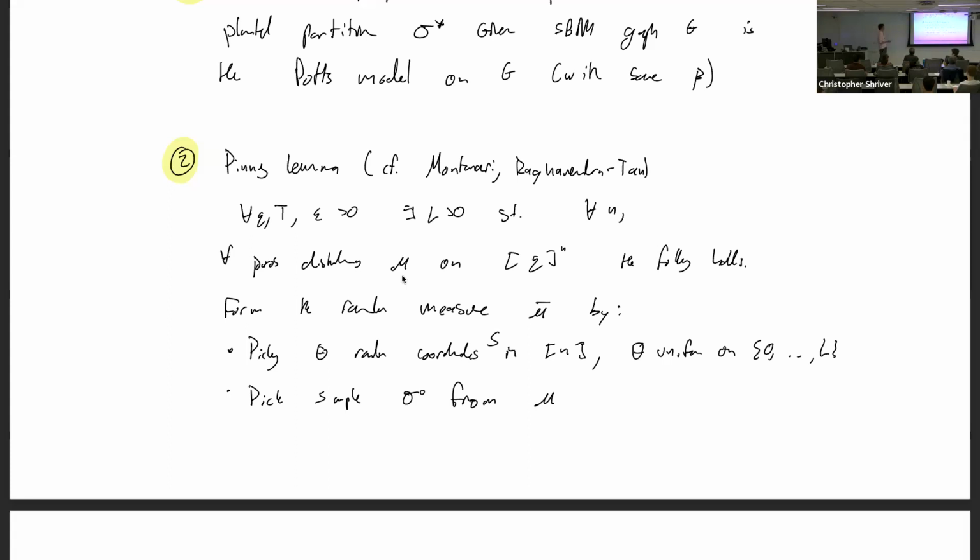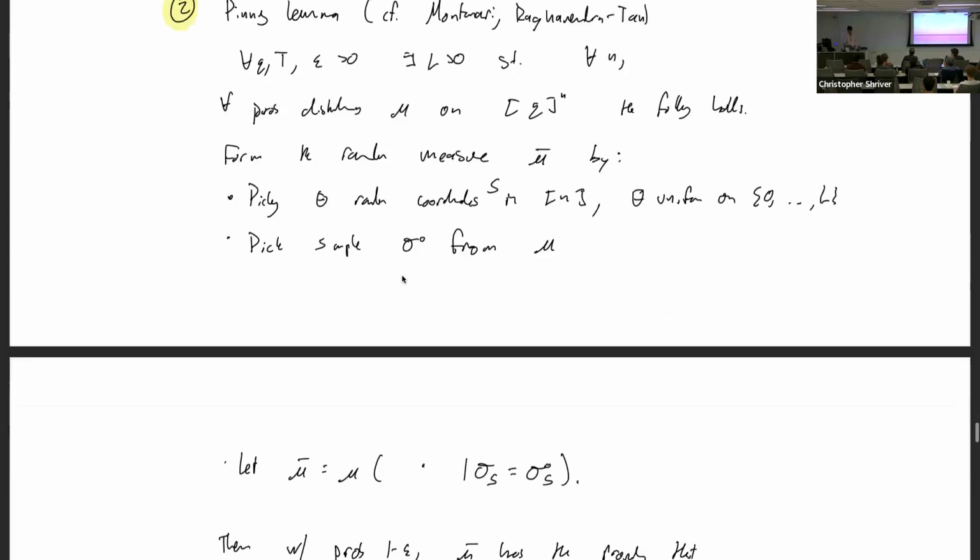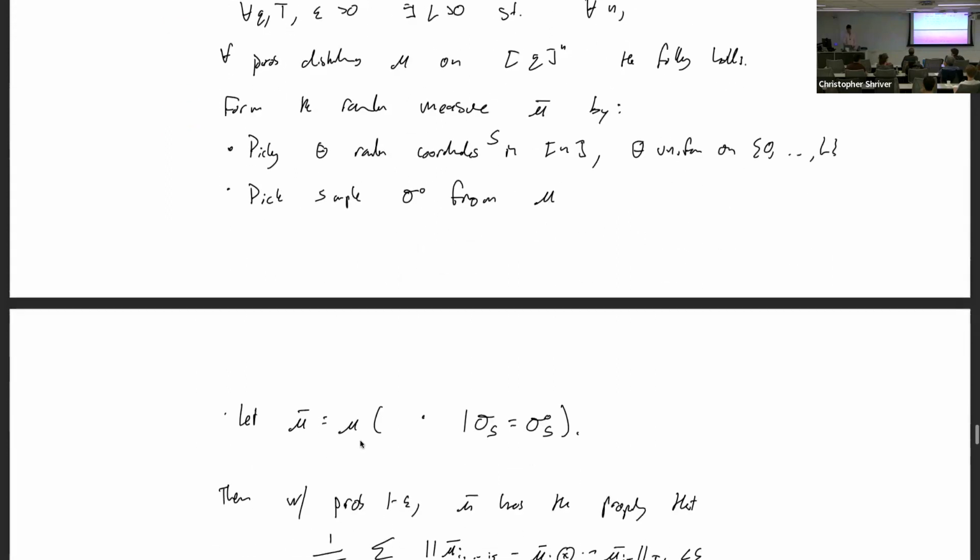So how do I construct my random measure? I pick some random coordinates, call them S, in 1 up to n, by picking an integer uniformly between 0 and L, this big constant number. And I'm going to pick one sample from my probability measure mu. Then mu hat is the conditional measure of mu, where I condition on the coordinates in S getting the values given by this one sample. So I'm going to pin their values to the sample, but just a constant number of coordinates.